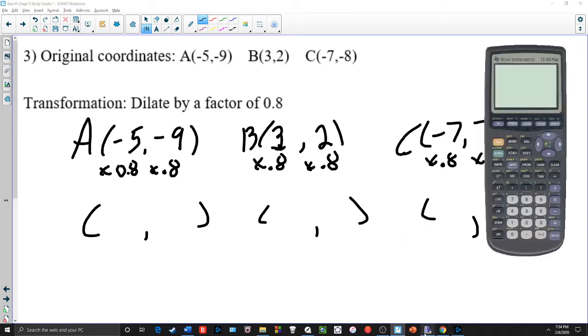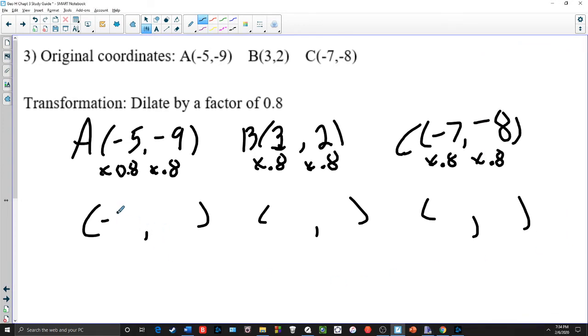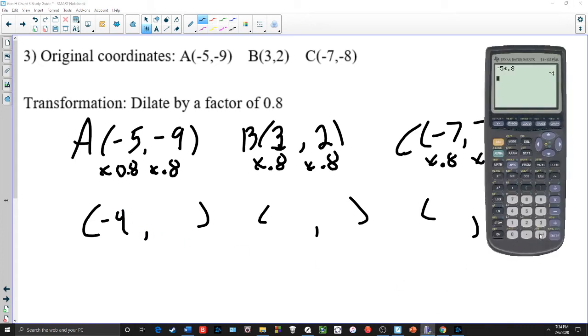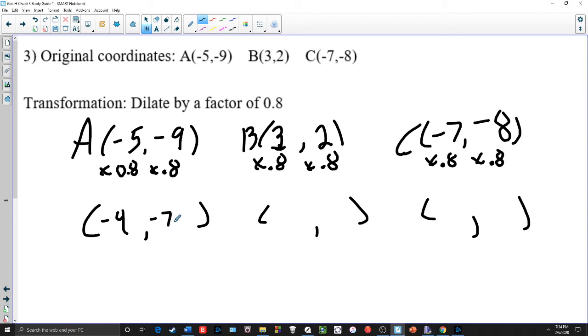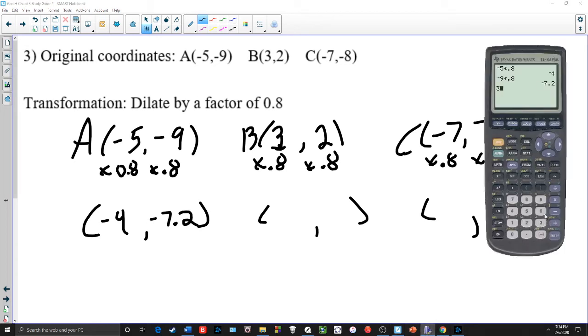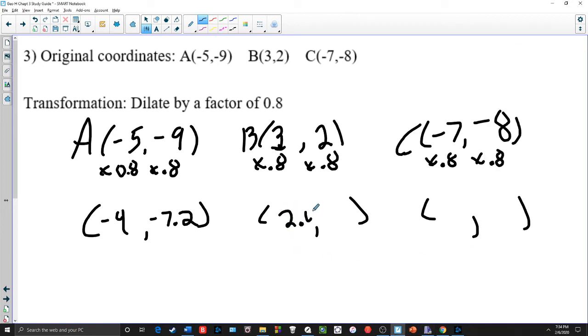So let me bring up my calculator here, just to make sure I don't do any math wrong. Negative 5 times 0.8 ends up giving me negative 4. And then negative 9 times 0.8 would give me negative 7.2. 3 times 0.8 would give me 2.4, I believe. Yeah, there you go. And then 2 times 0.8 would give me 1.6.